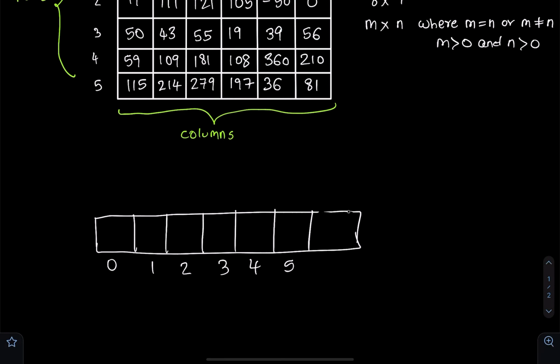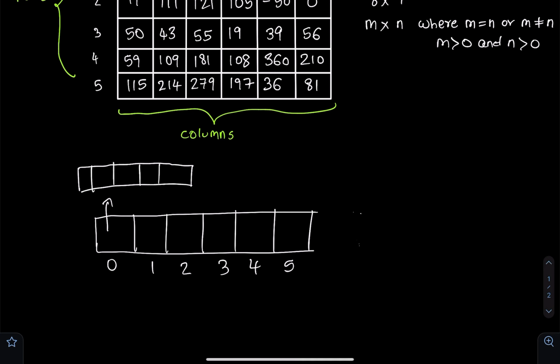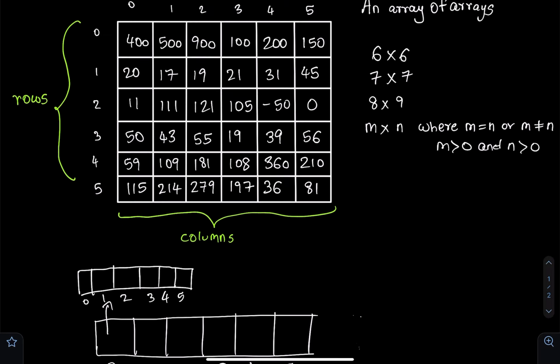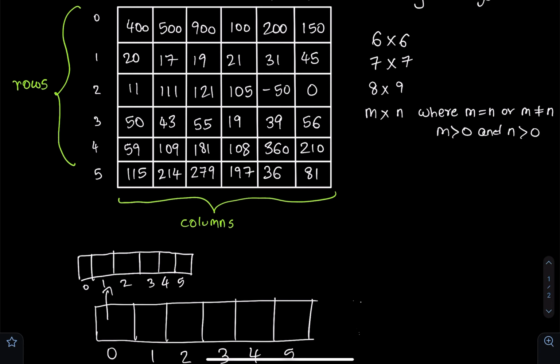Let's not worry about this area. So we would have pointers. So each would have a pointer to another array. So that would also be of size 6: 0, 1, 2, 3, 4, 5. I'll just show one example and it will be similar for the other ones.